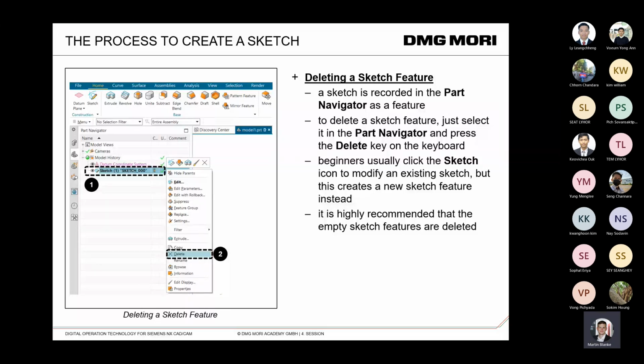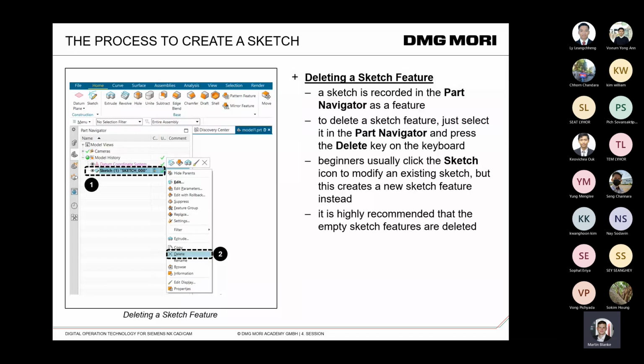Maybe as information for you, you find the model history on the left side in the Part Navigator of Siemens NX. A sketch is recorded in the Part Navigator as a feature, as you can see on the left side at point 1. Of course, it's possible to delete a sketch.